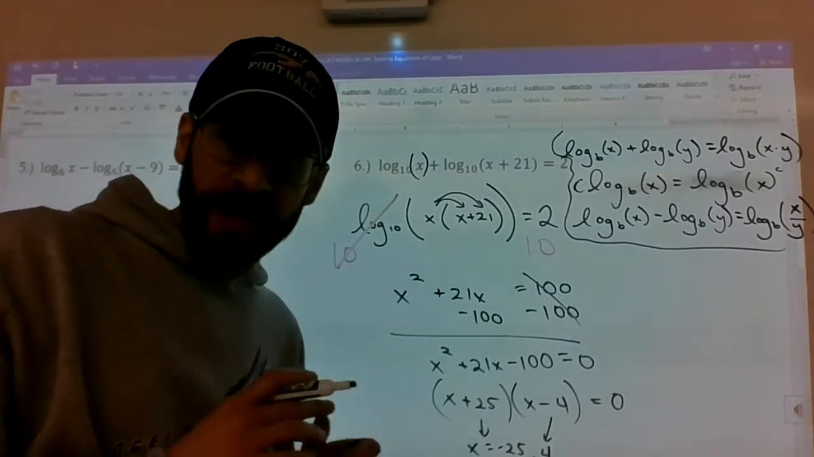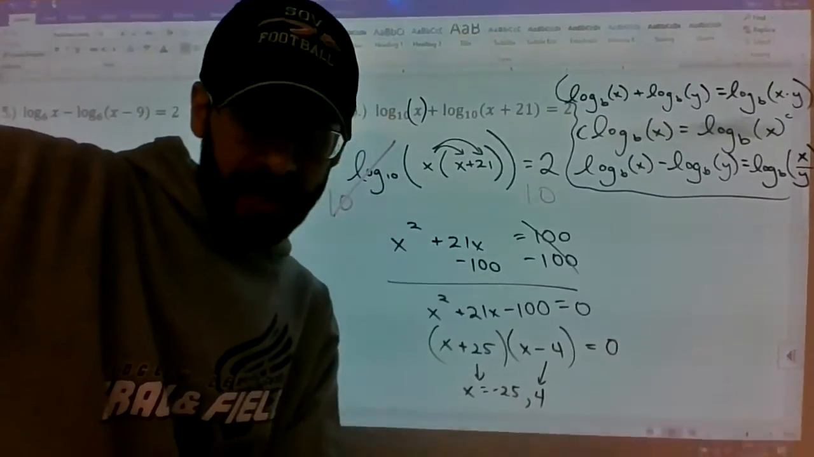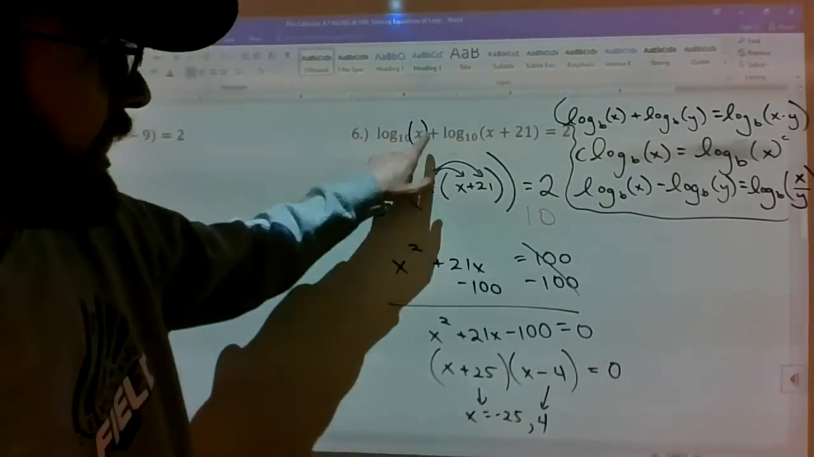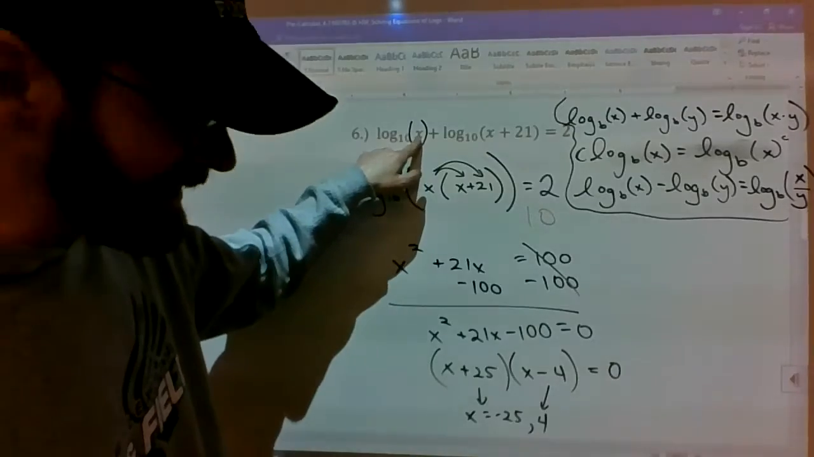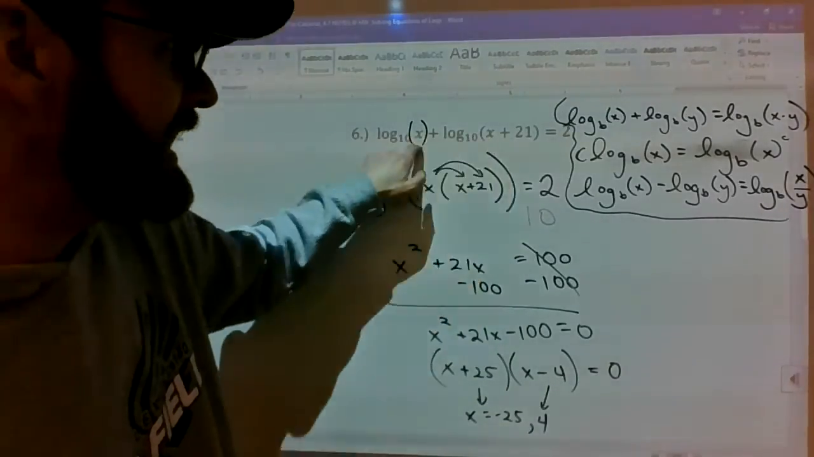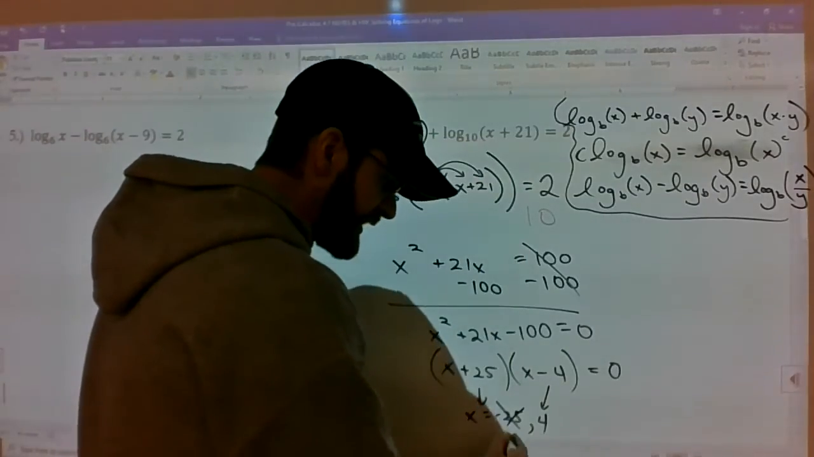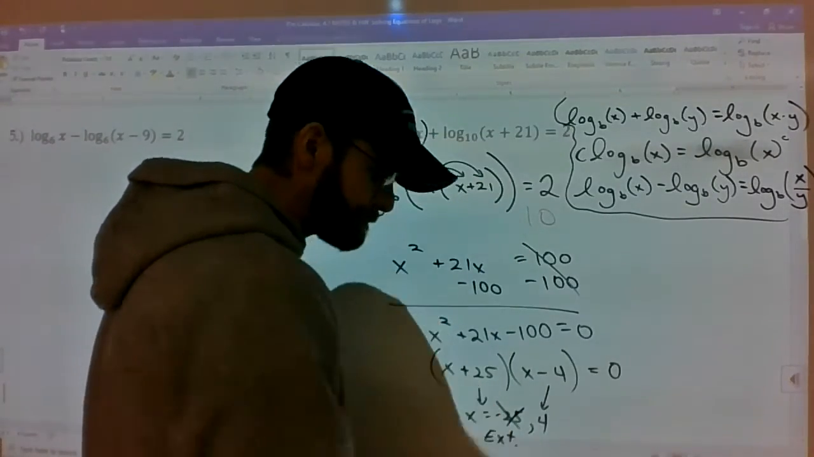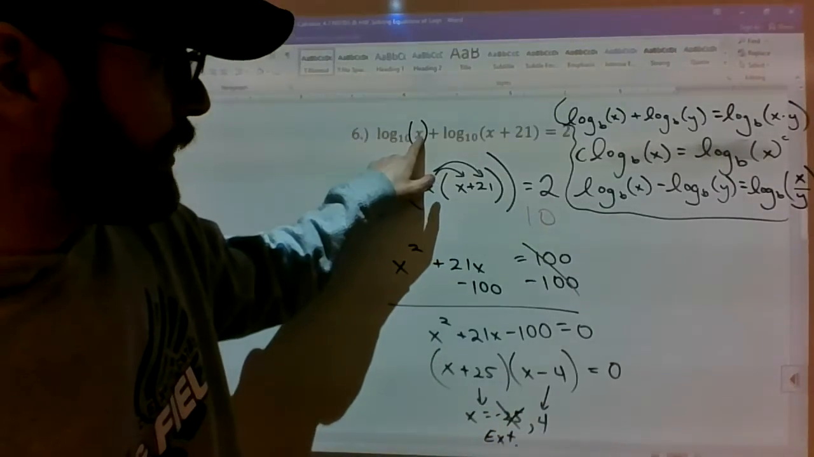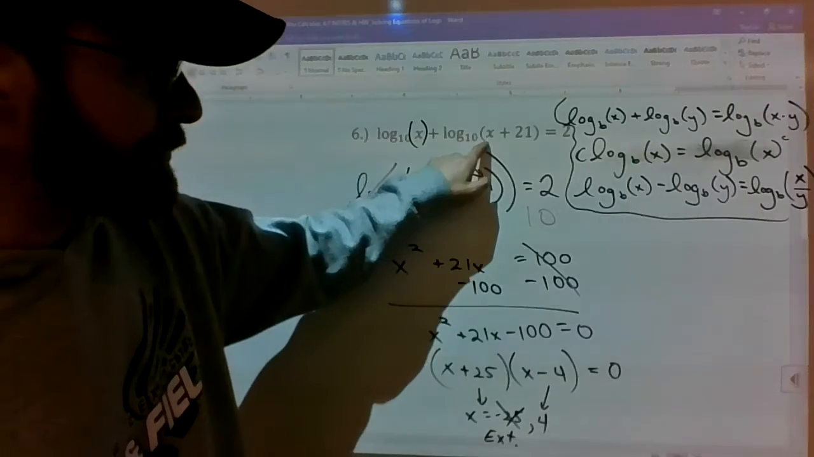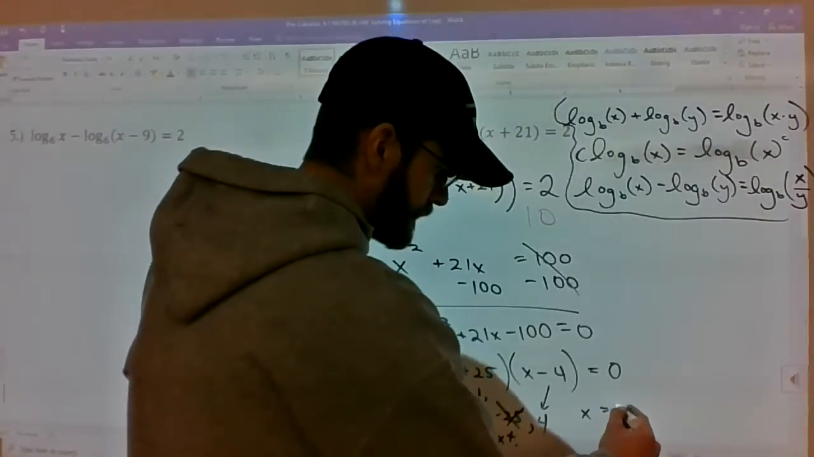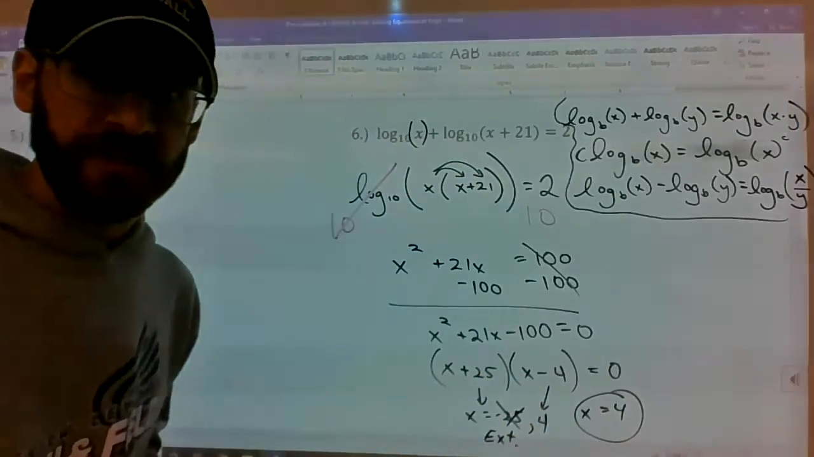You ask yourself, do these solutions check out when I plug them back into the original? So looking at the negative 25 right away, it's like, no dice. You are negative right away. You're negative there too. You're doubly negative. That's an extraneous solution right there. 4? Well, 4 doesn't seem to pose a problem here, and 4 doesn't pose a problem there. 4 is okay. So x equals 4 is the only solution to this equation.